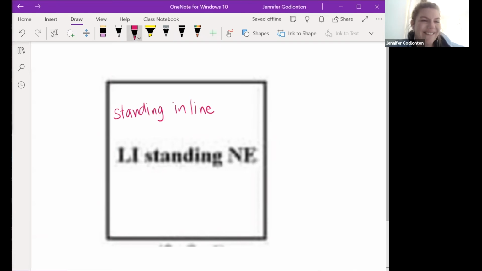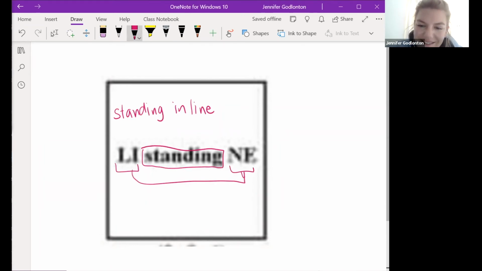Nice job. Okay, so for those of you who can't see it, here is the word standing, and it is inside the word line. Clever, right? Standing in line. Yes, the home affairs line is always super, super long.